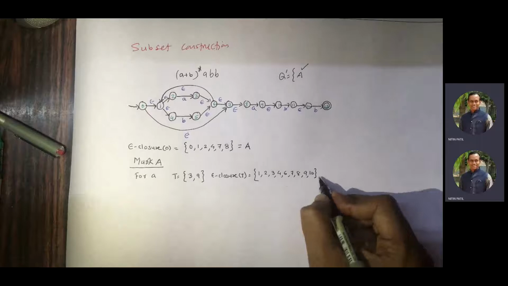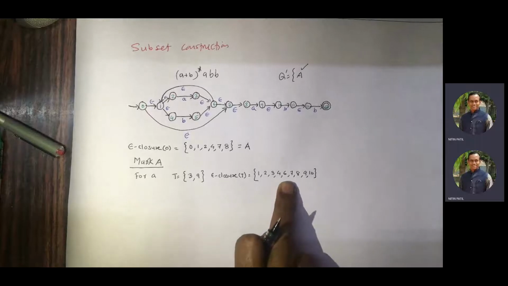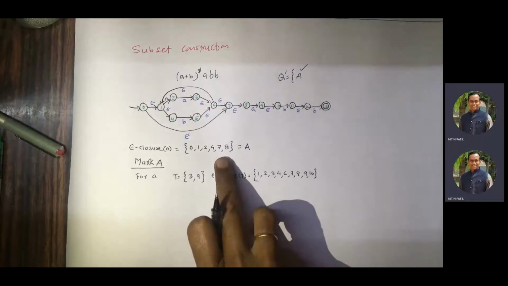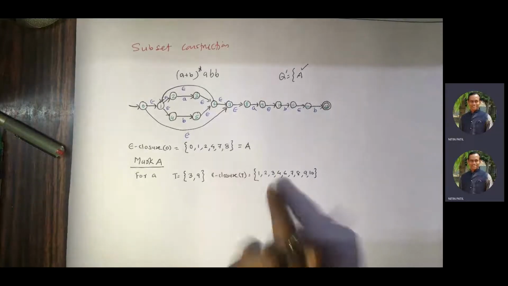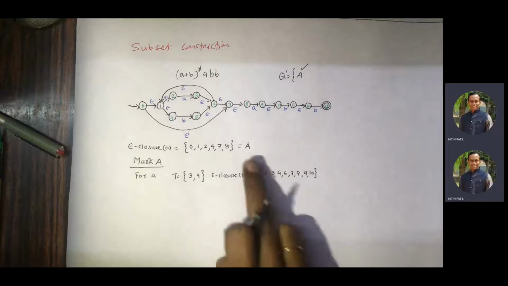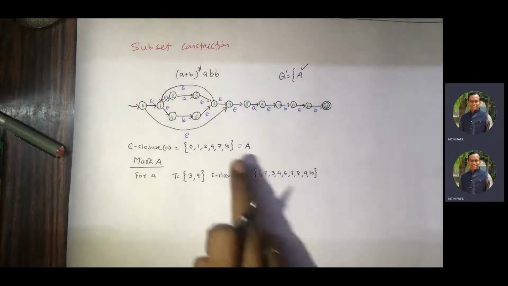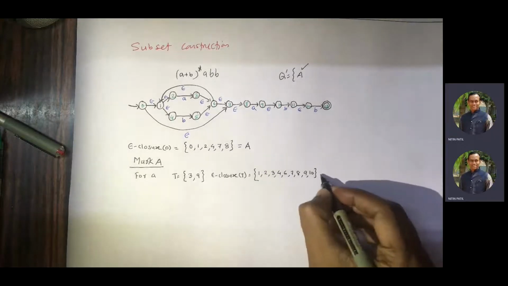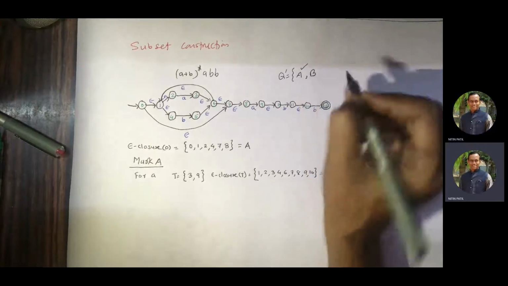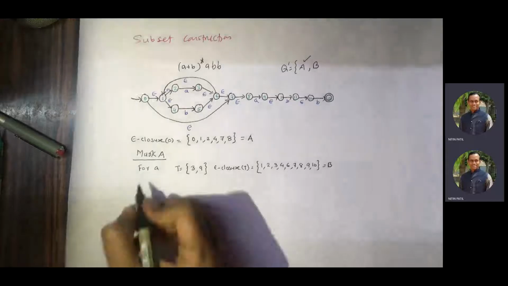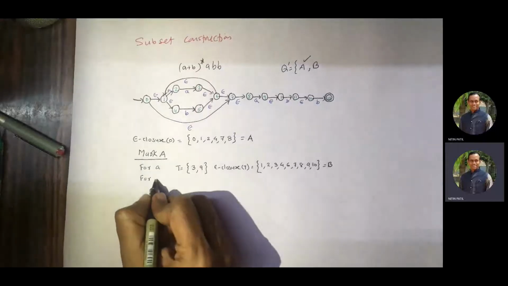Now you got this set. You try to compare this set with the earlier set. Are they the same? No. So you give another set name to this, B, and you add it here. Correct. Now go on for the other input.